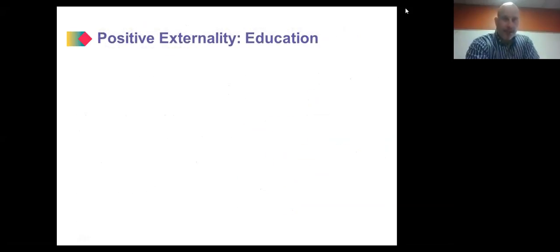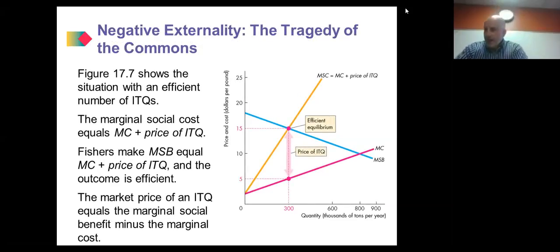And let's get back here. The market price of an ITQ is equal to the marginal social benefit minus marginal social cost. Because each user of the common resource faces the opportunity cost of using the resource, self-interest achieves the social interest. So there is a self-interest here.